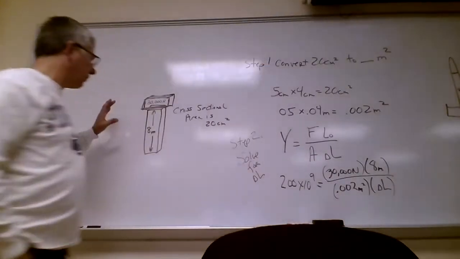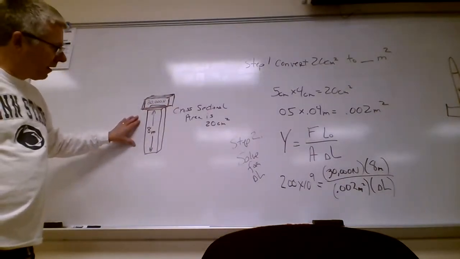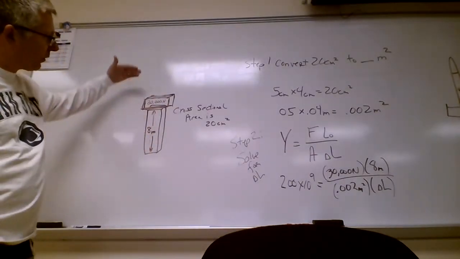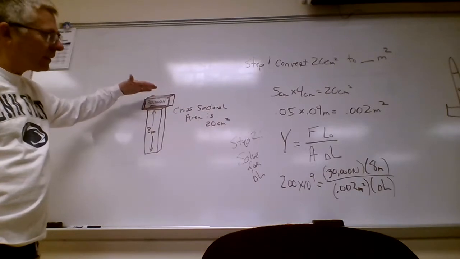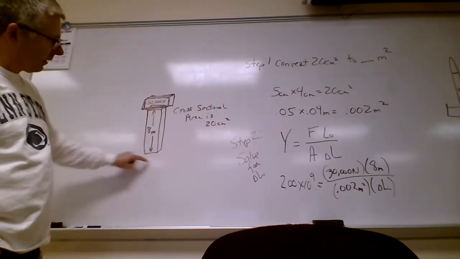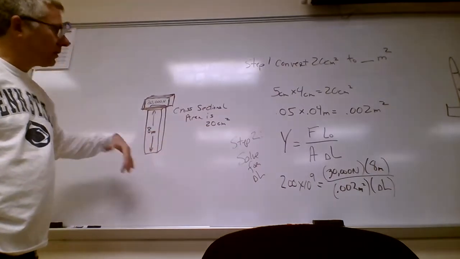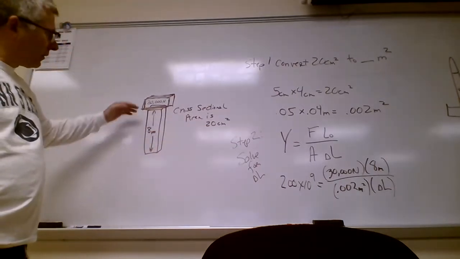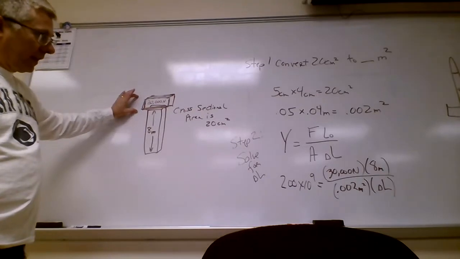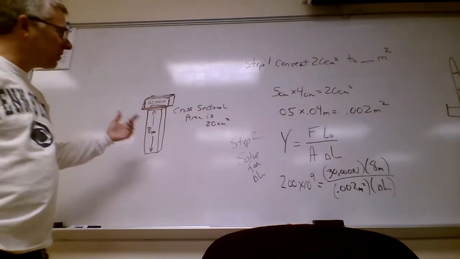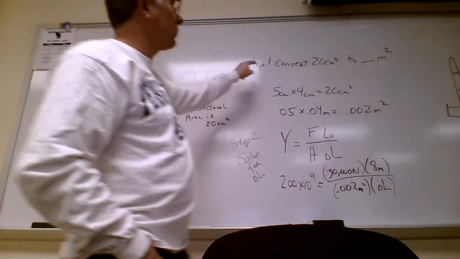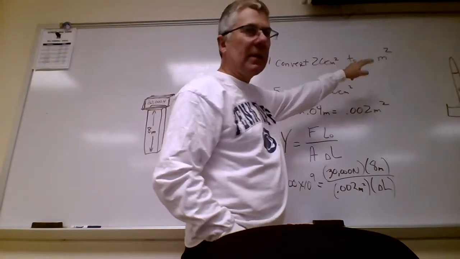We've talked about this before. You have a beam here, 8 meters long. It has 30,000 newtons of weight on top of it, and the cross-sectional area is 20 square centimeters, okay? And the question asks, how much is this beam going to be compressed by this weight, okay? So step number 1 is to convert 20 square centimeters to meters squared.